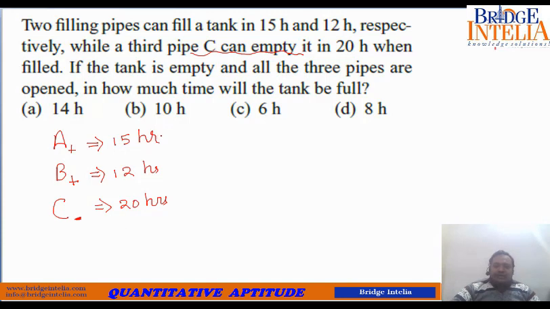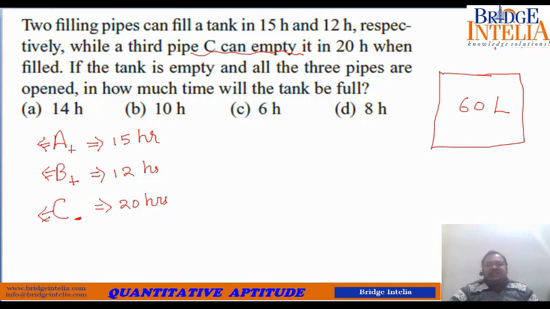So this can empty in 20 hours. Now what will I do? I will assign the mathematical value to the volume of the tank. So take the LCM of 15, 12 and 20. LCM is 60. So I assume this volume to be equal to 60 liters, 60 units, whatever you wish. So based on this, you will get the rate of flow of these pipes. So it means A can carry 60 liters inside the tank in 15 hours. So what is its rate of flow? 4 liters per hour.